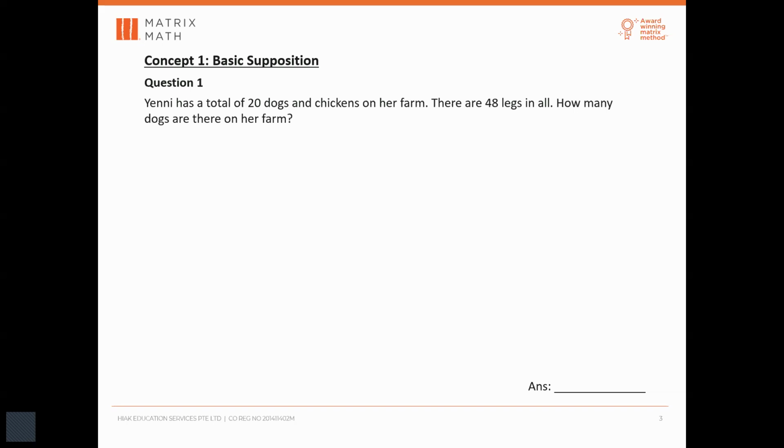So this is a basic supposition, the most basic application of all the supposition type questions. There are 20 dogs and chickens.